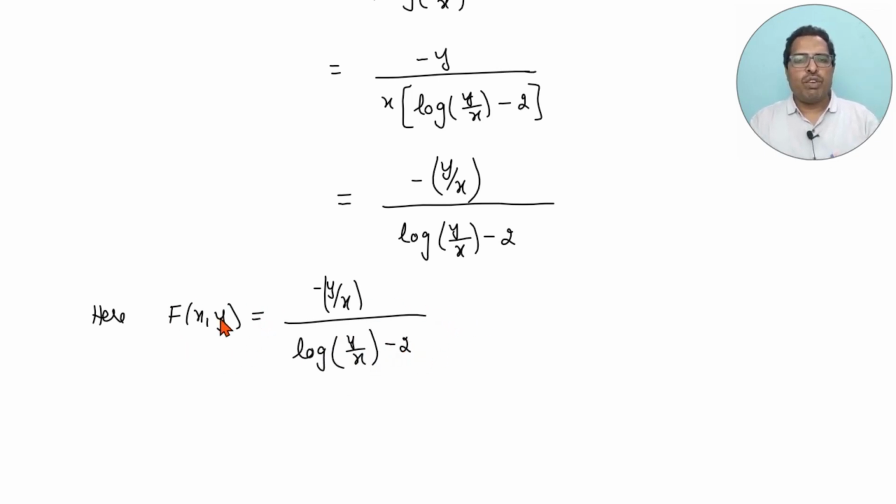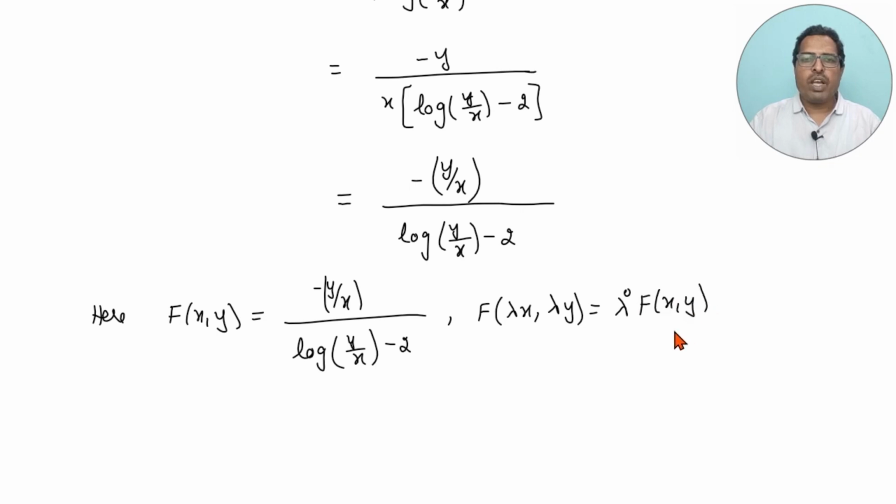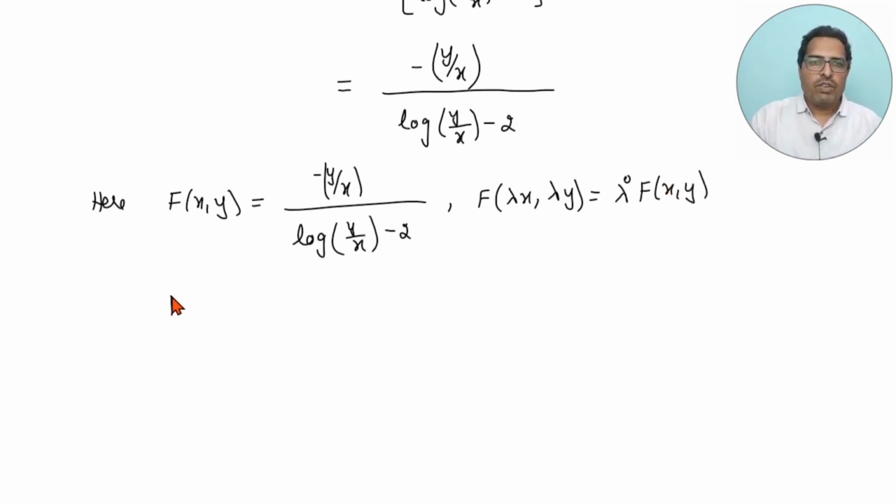Now if you want to show this given function is a homogeneous function, we have to replace x by lambda x and y by lambda y, and express it in the form of lambda to the power 0 into f of x comma y. Then we can say that this function f of x comma y is a homogeneous function of degree 0. So let us express it in this form. Put x equal to lambda x and y equal to lambda y. So we get f of lambda x comma lambda y.